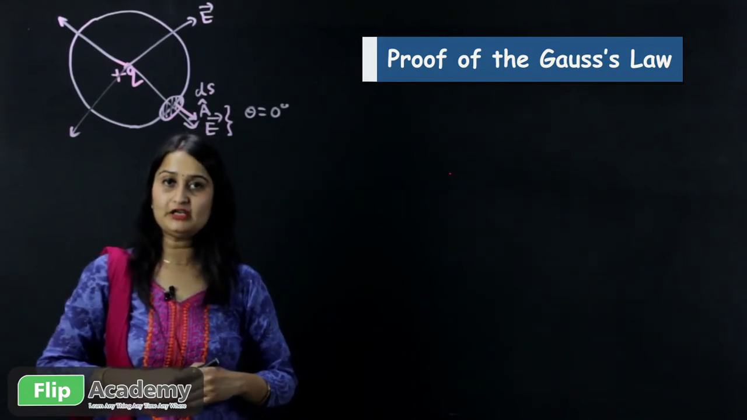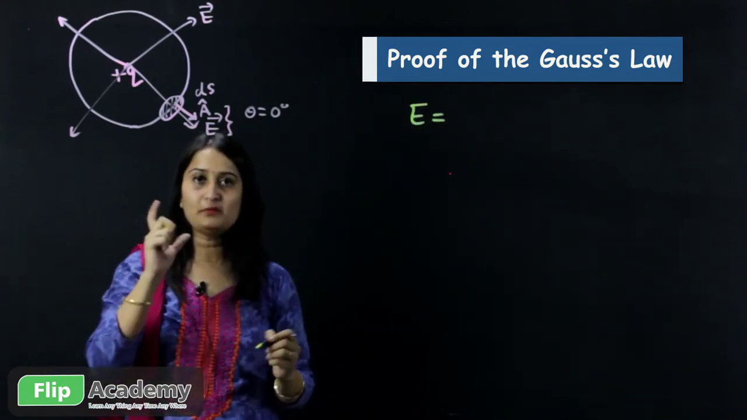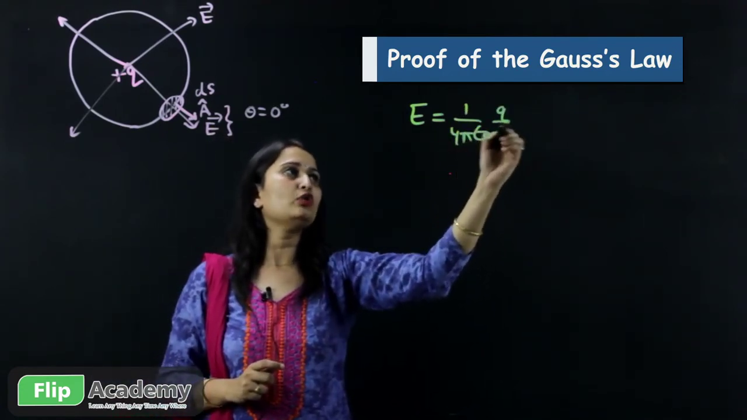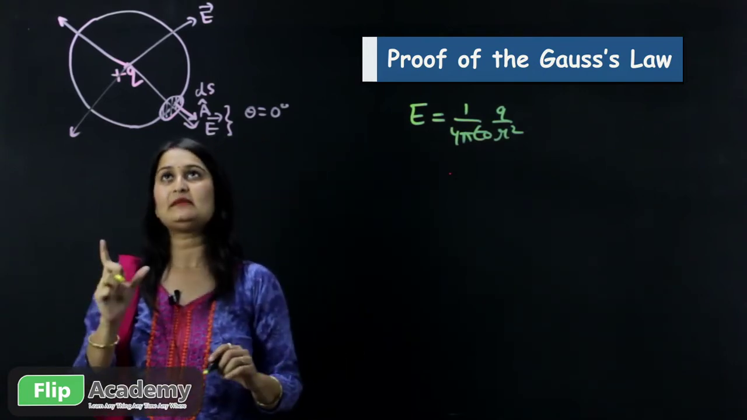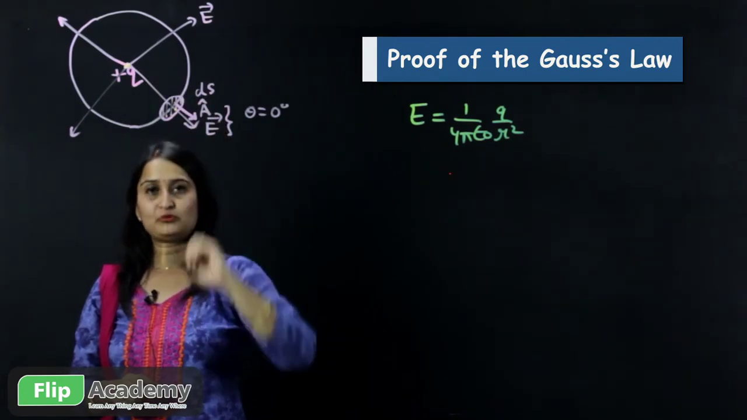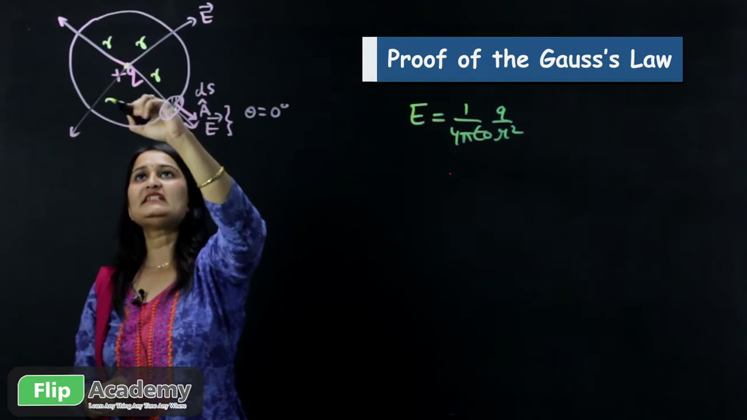In this condition, we know the formula for electric field intensity: E = 1 by 4 pi epsilon naught Q upon R square. All the formula remains the same, and one thing is still missing in this diagram: the distance from Q to this point, that is the radius of the sphere, is given to you as R.